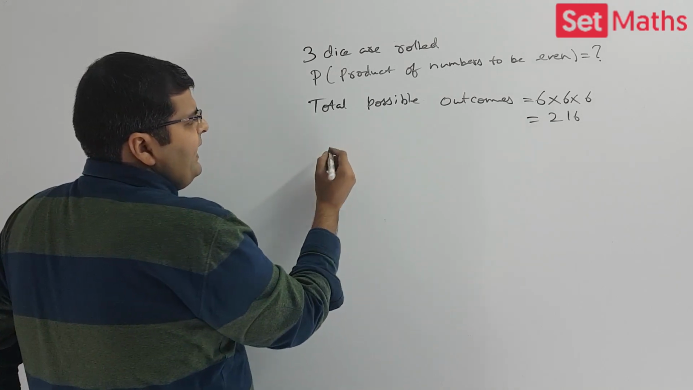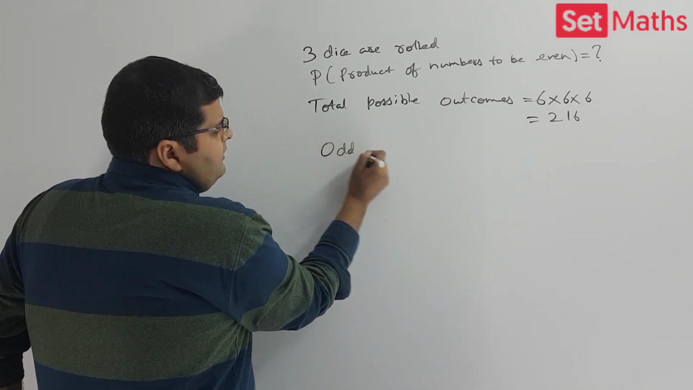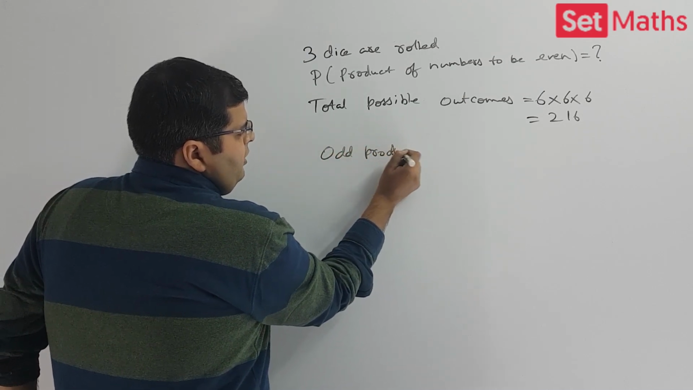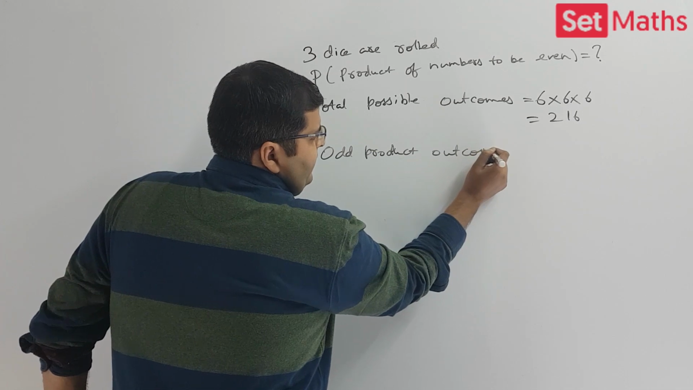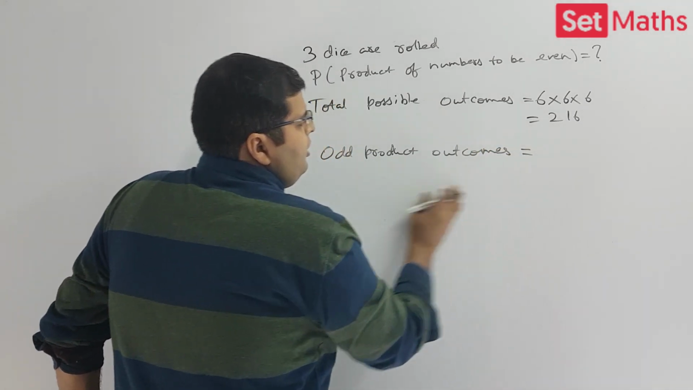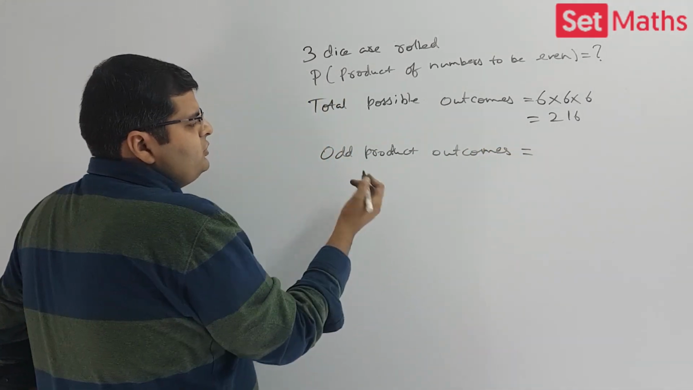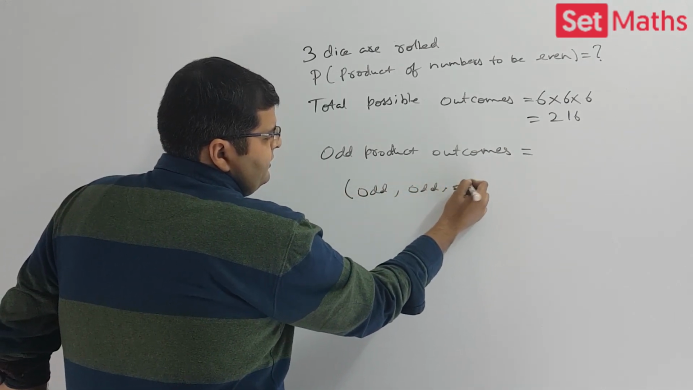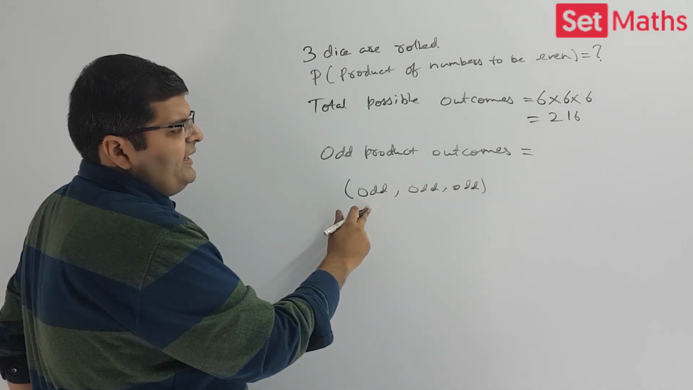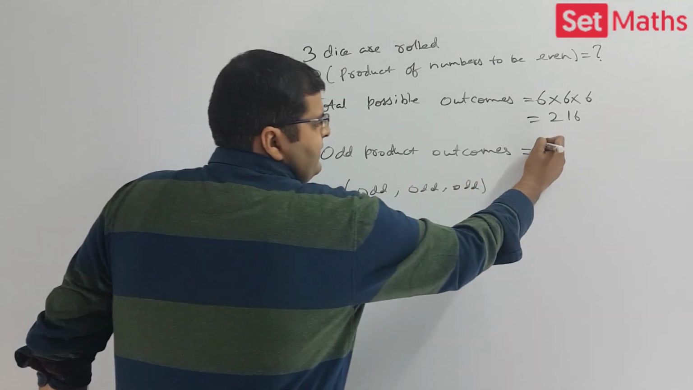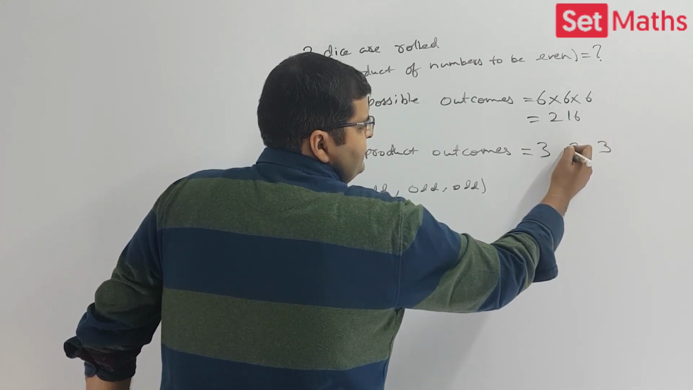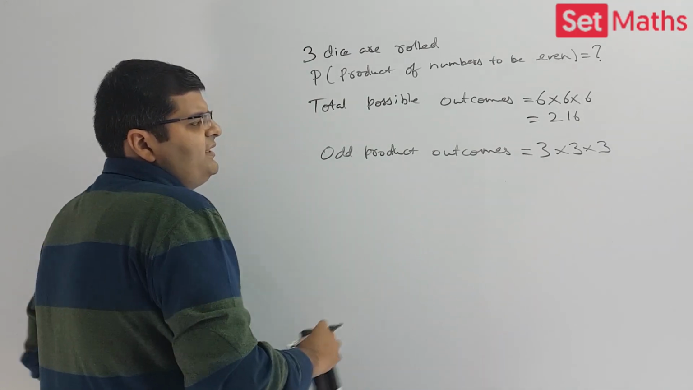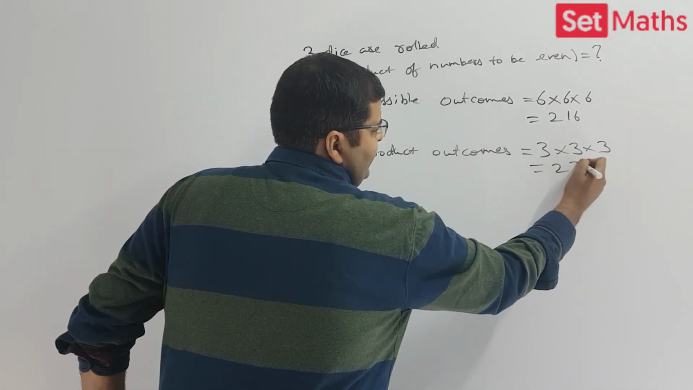Now we're going to look at odd product outcomes. Why are we looking at odd product outcomes? Because it is straightforward to get. So odd we can only get if we get odd and odd. So on the first dice there are 3 possibilities for odd. In the second dice also there are 3 possibilities, and in the third dice also there are 3 possibilities. So possibilities for odd is 3 into 3 into 3, that is equal to 27.